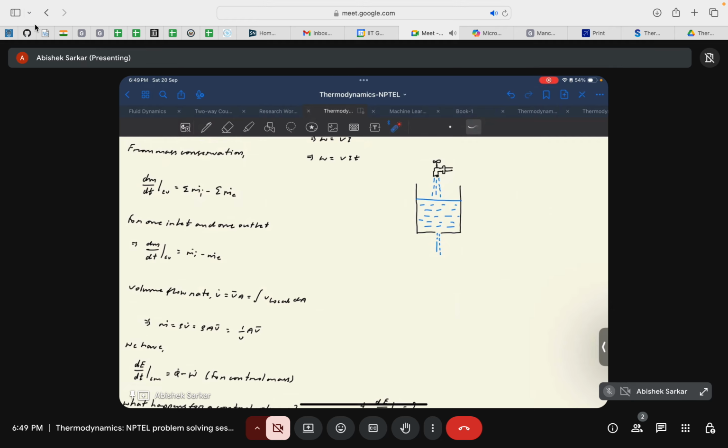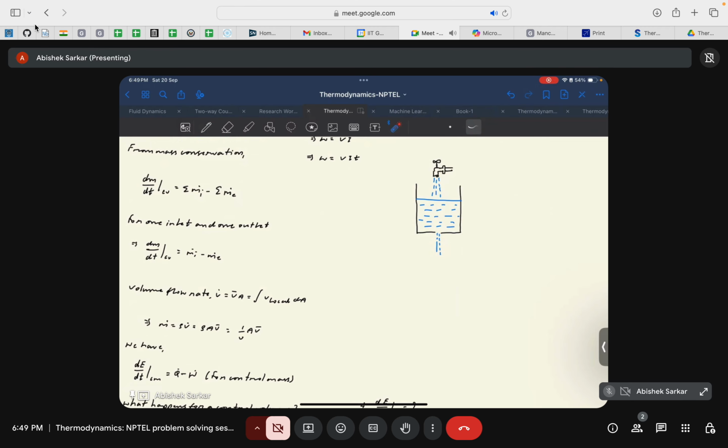But again, there is an interesting case: if Mi equals Me, then what would happen? Then dm by dt inside the control volume would be equal to 0, so the mass inside the bucket won't change. So there's again an interesting case.